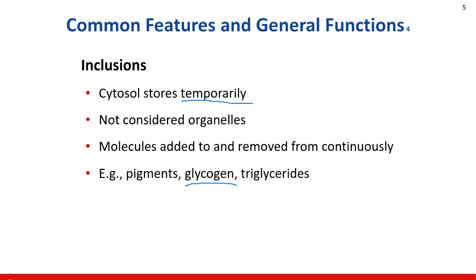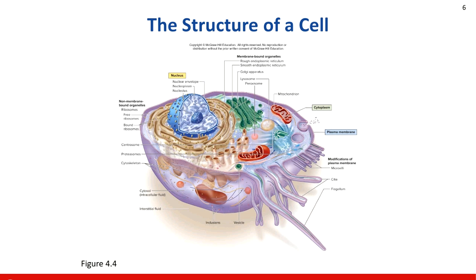It stores it directly into the cytoplasm there, right? Adipocytes will store triglycerides. Like I said, these are temporary. They come and go based on the needs of that cell. Here you can see a picture, this is in chapter 4, the 4.4 figure.